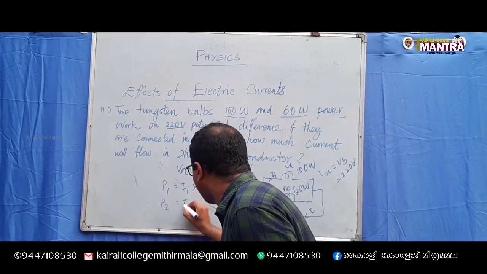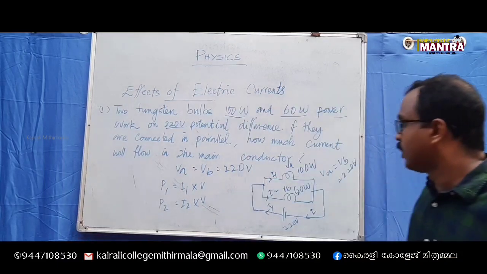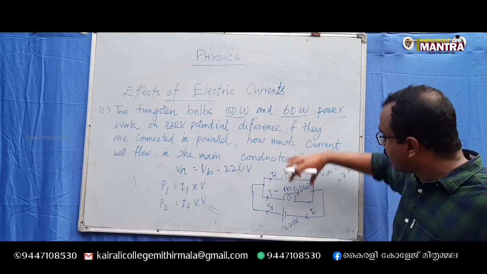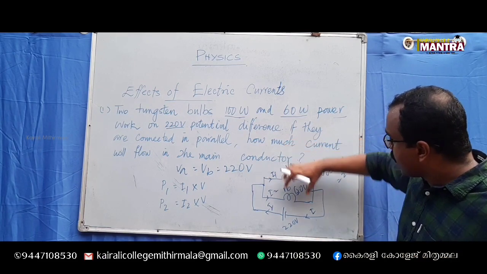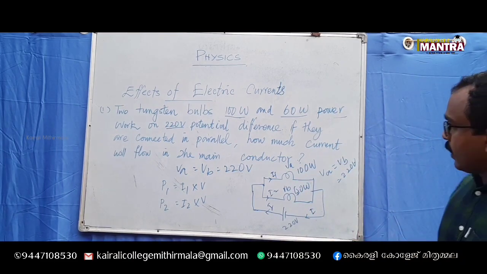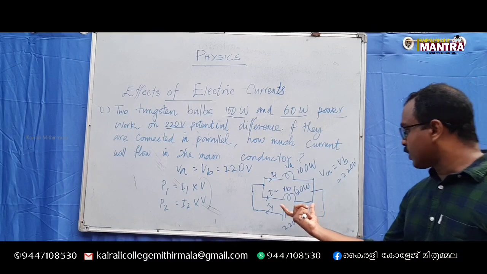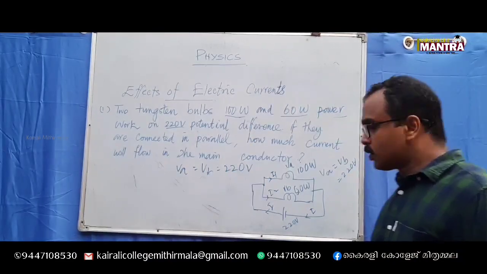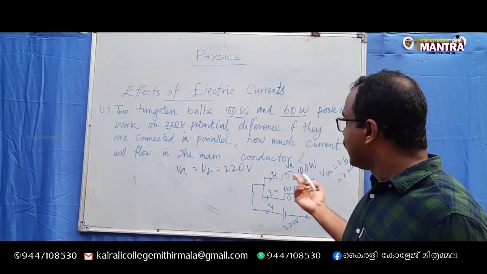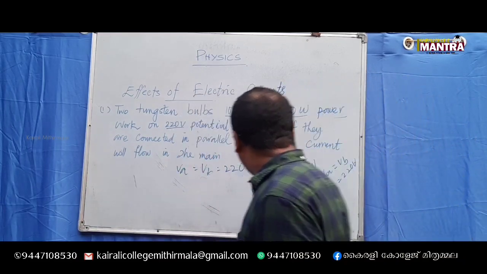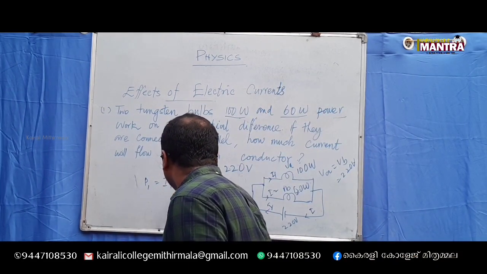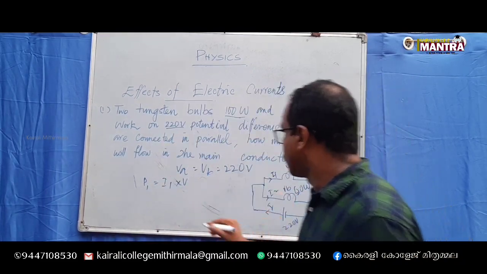P2 is equal to I2 into V. P1 represents the power delivered by this bulb, and P2 represents the power delivered by this one. Here V represents the potential difference across these terminals, that is 220 volt. So we can substitute the available values of voltage and power in this equation. Here first, P1 is equal to I1 into V. Here P1 is equal to 100 watt.